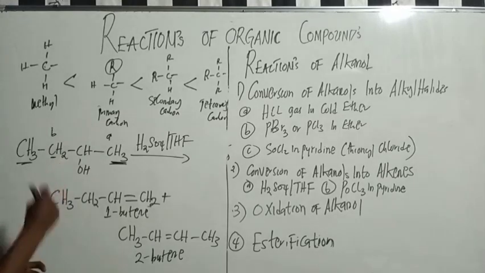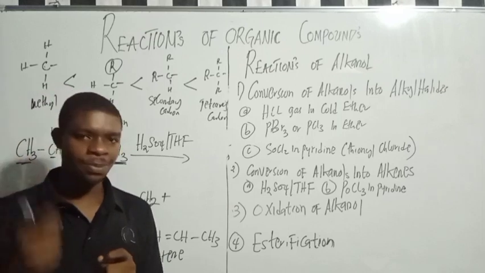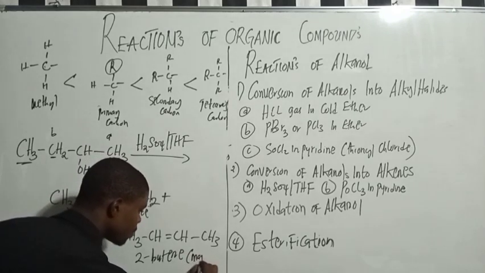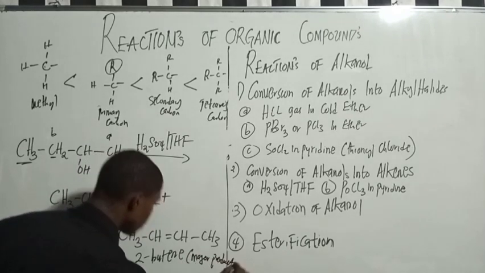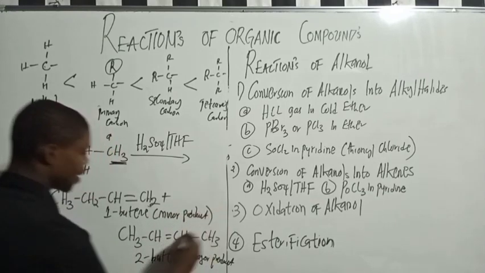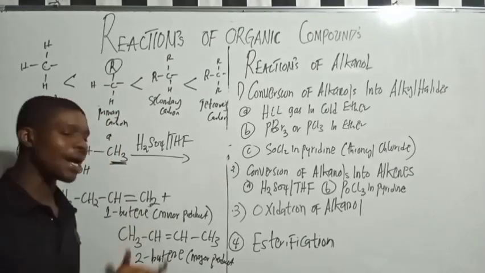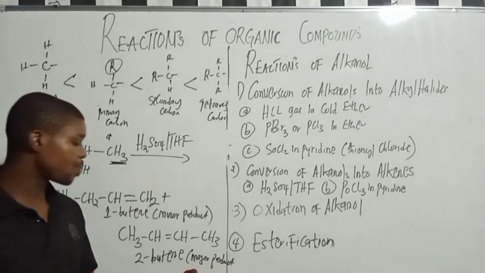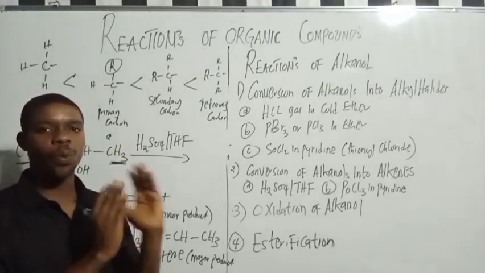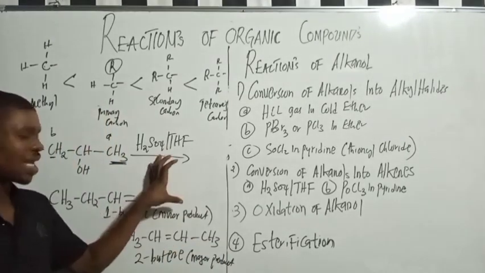The one that is more stable is where the hydrogen will be removed from. That will form the major product. This is the major product. This is called the minor product. Now the question will be: are we going to write the two of them, as major product and minor product? No. In some questions they may ask what is the major product and what is the minor product.